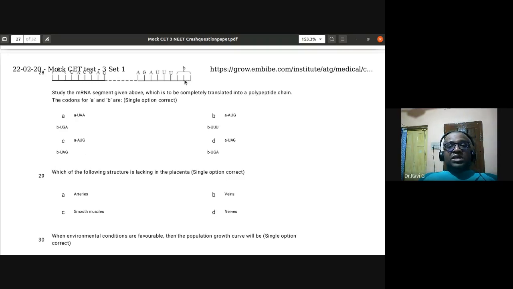So AUG and UAG. C is the answer for 28th. It should have an initiator codon and a terminator codon. So C is having an initiator codon for A and a terminator codon for B.